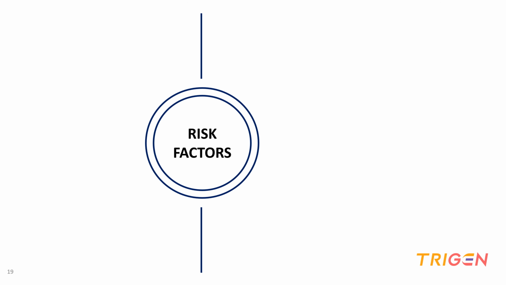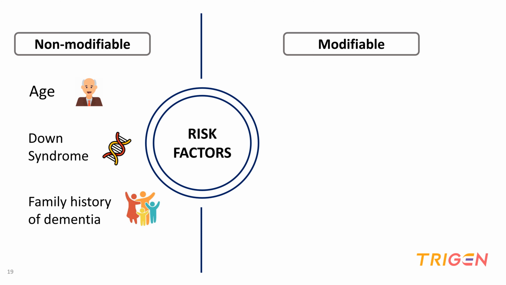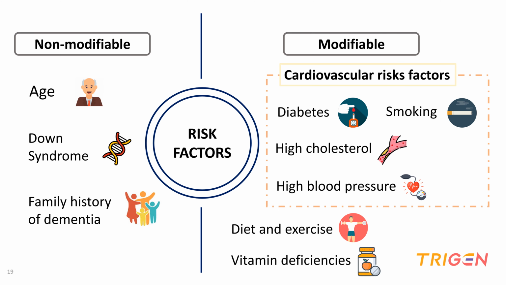Now, we will be going through the risk factors for dementia, and they have been split into non-modifiable and modifiable risk factors. Some non-modifiable risk factors include age, persons with Down syndrome, and family history of dementia. The modifiable risk factors include smoking and our common chronic conditions like diabetes, high cholesterol, and high blood pressure. Unhealthy diet and lack of exercise have been shown to increase the risk of developing dementia.